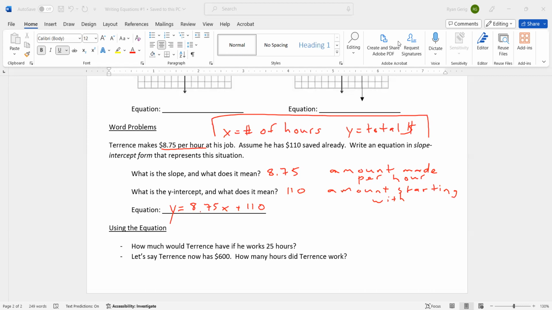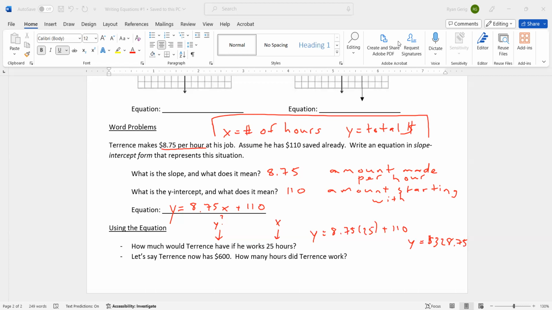Using the equation, how much would Terrence have if he works for 25 hours? So I'm giving you an x value. And I'm asking for how much would he have? That's a y value. And that's the question. So I'm looking for a y value using the x. So I can use my equation, y equals, he's making 8.75 per hour, and you multiply that by 25, and then add the 110 that he already had, and you get how much he has at that point. So 8.75 times 25 plus 110, he ends up with $325, or sorry, $328.75. Okay, so that's the answer to the first one.